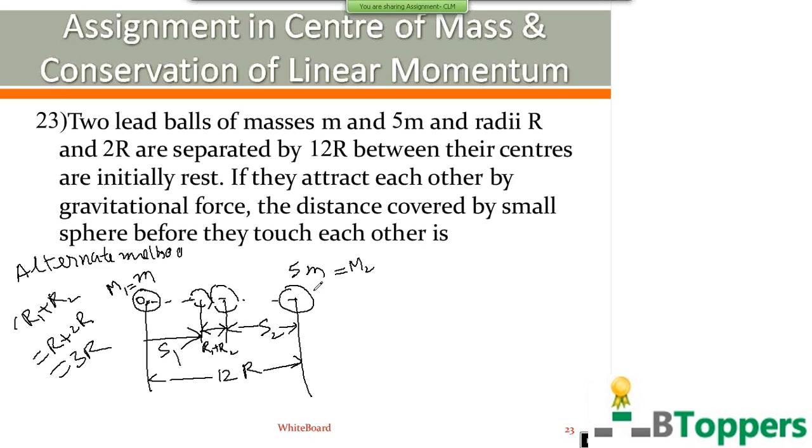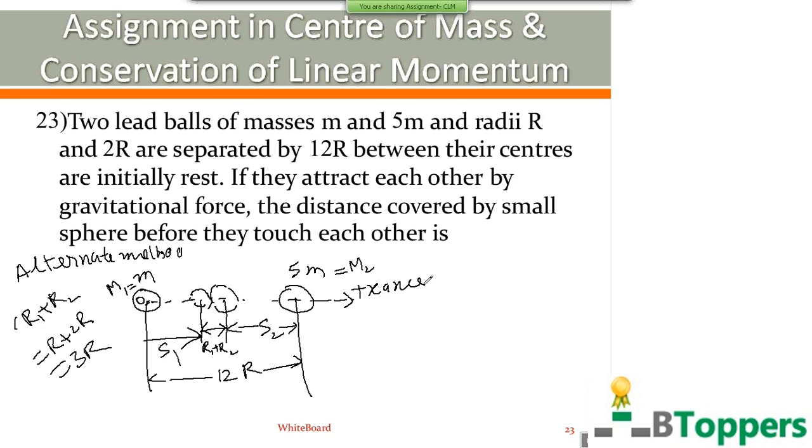The two spheres are initially at rest. So the initial velocity of each sphere is 0. The initial velocity of the center of mass of the system of the two spheres is also 0. And no external force is acting on the system, therefore the velocity of the center of mass of the system remains constant. So the final velocity of the center of mass is also 0. The center of mass of the system is at rest. Therefore the distance of the center of mass from the origin O remains the same in both cases.